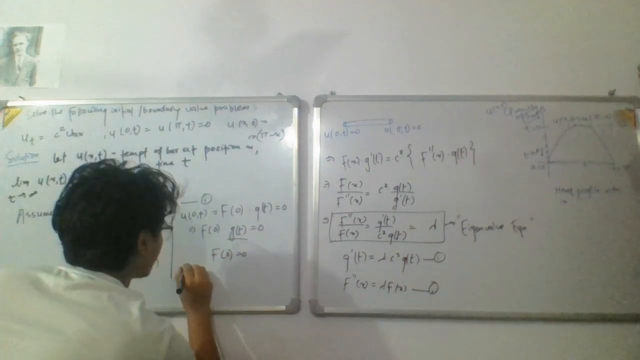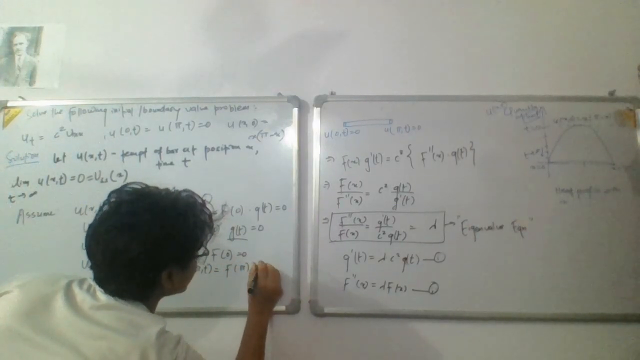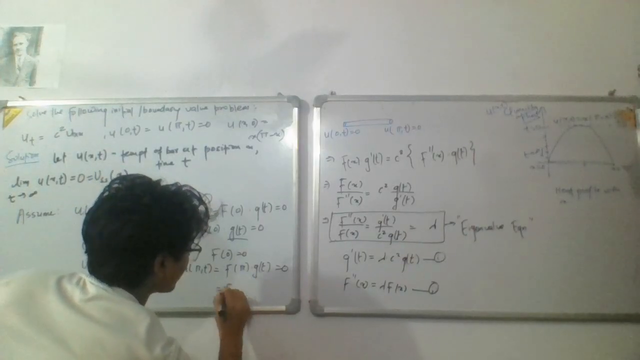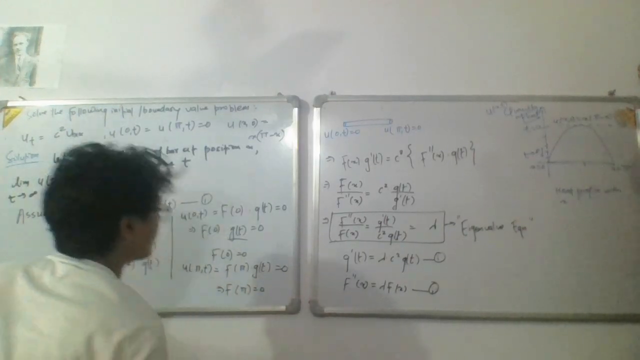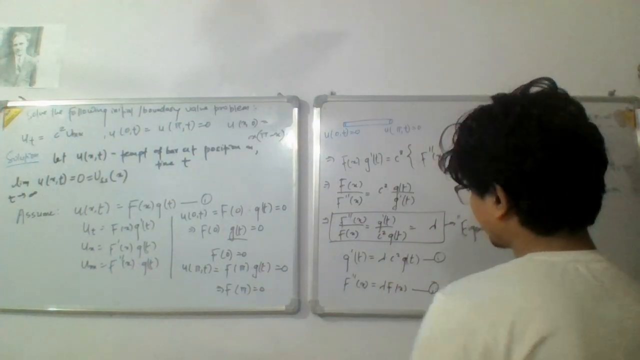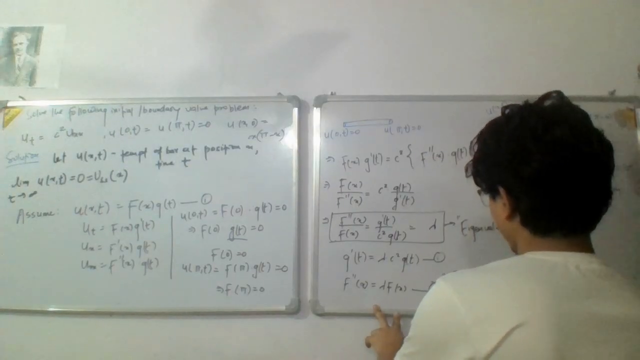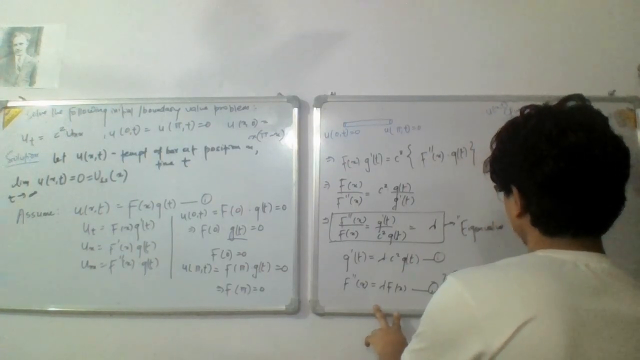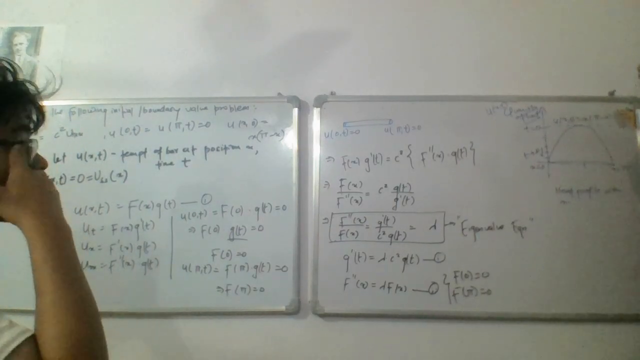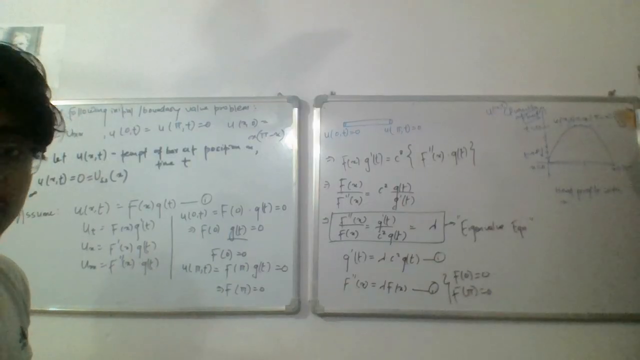Again, if we use the second condition, u(pi,t) equals f(pi) g(t) equals 0. Again, g(t) is not 0, so f(pi) is equal to 0. We have got the boundary conditions as well. We haven't got a boundary condition for this, but we have got boundary conditions for this ordinary differential equation, and these are written here. Now we have got everything that we need. Let's use the boundary conditions and find the solution.